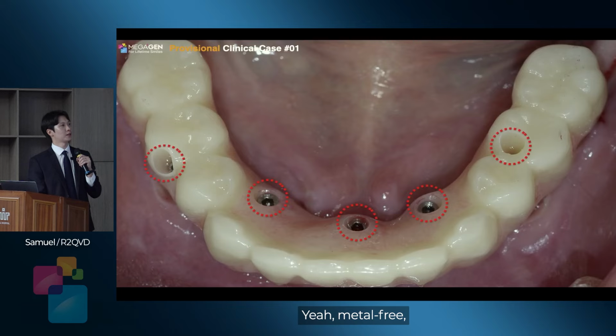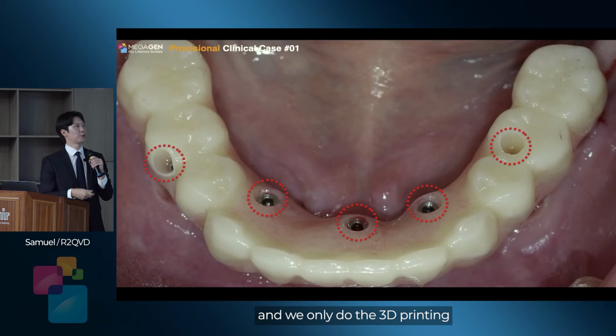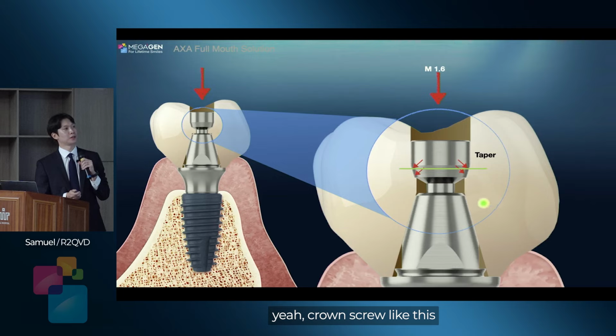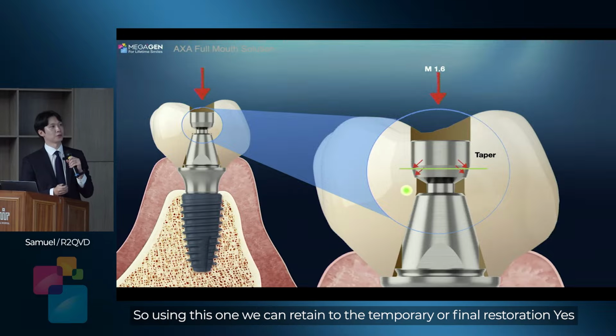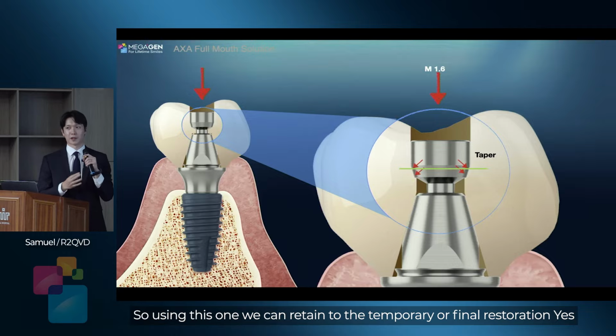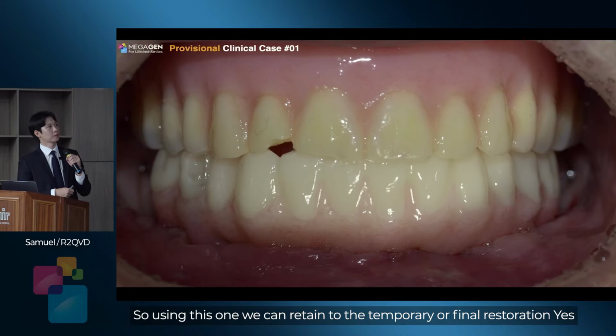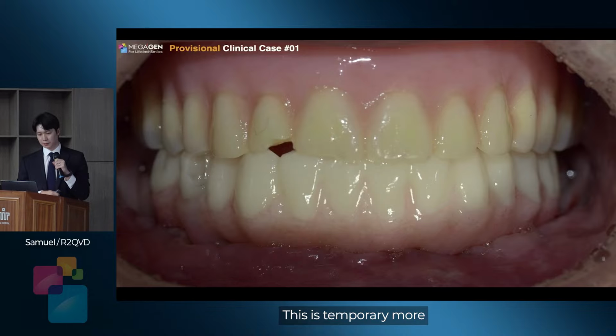Yeah, metal free, and we only do 3D printing. Because of this, we make a very special crown screw like this. So it's not a straight screw, it's straight and tapered here. Using this one, we can retain the temporary or final restoration. Yes, it's temporary, once again.